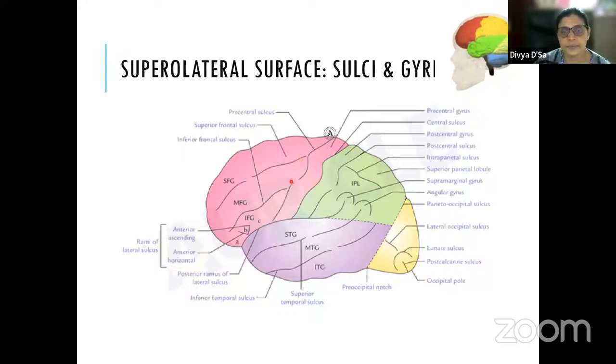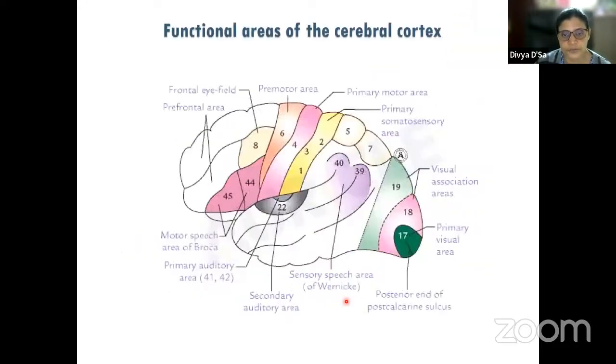It's the same thing here. In addition, this was the pars orbitalis, triangularis, and opercularis part. In the parieto-occipital region, at the upturned end of the posterior ramus, we have the angular gyrus. Above the superior temporal sulcus we have the supramarginal gyrus and the angular gyrus. So these are the sulci and gyri on the superolateral surface of the cerebrum.